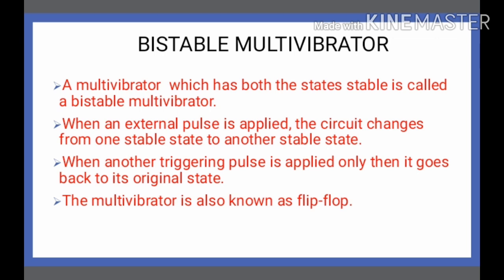I already said that a multivibrator which has both states stable is called a bistable multivibrator. If I give an external pulse, the circuit changes from one state to another, which means from one stable state to another stable state. If I want to get the circuit back to its original state, I have to apply a trigger pulse, and then only the circuit comes back to its original state.